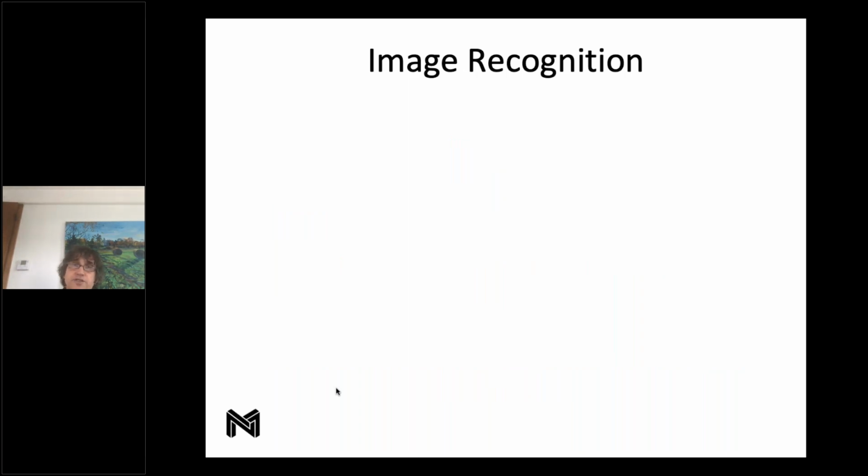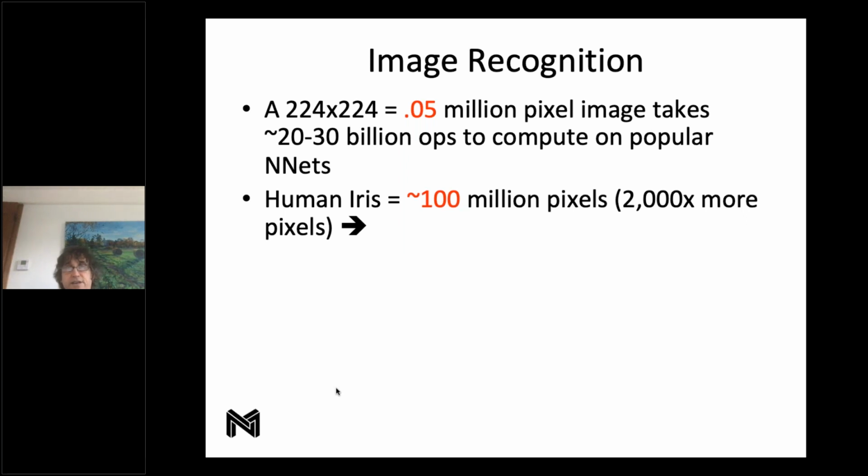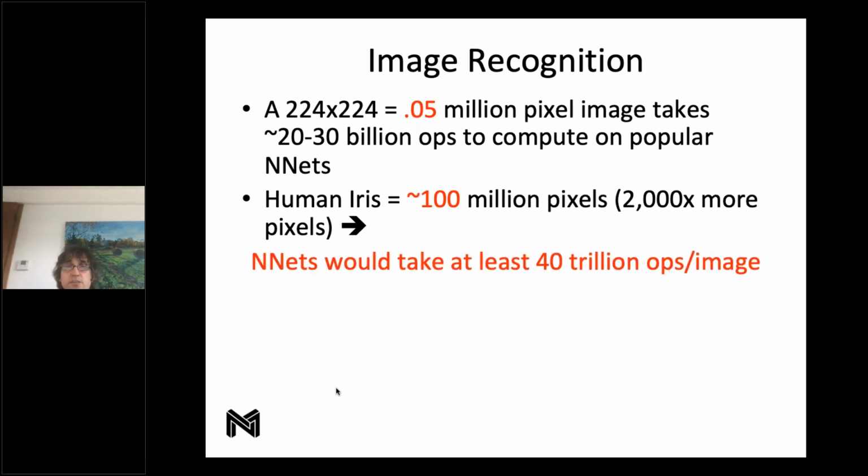Now, let's think of image recognition, which is a big thing we use neural networks for. We typically take these 224 by 224 images, so 500,000 pixels, and a ResNet or some network like that will spend about 20 to 30 billion operations to compute on that image, okay? The human iris has 2,000x more pixels as input, and so a neural network to compute on the same number of pixels that your iris does would take about 40 trillion operations, okay?